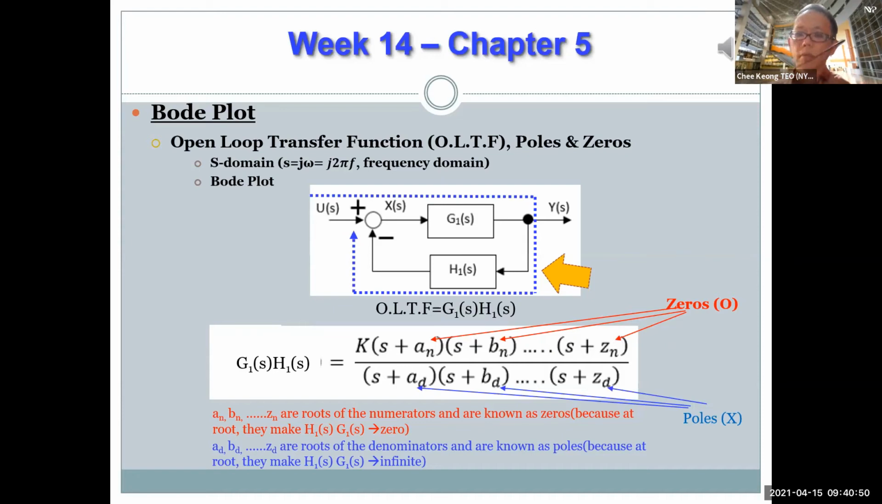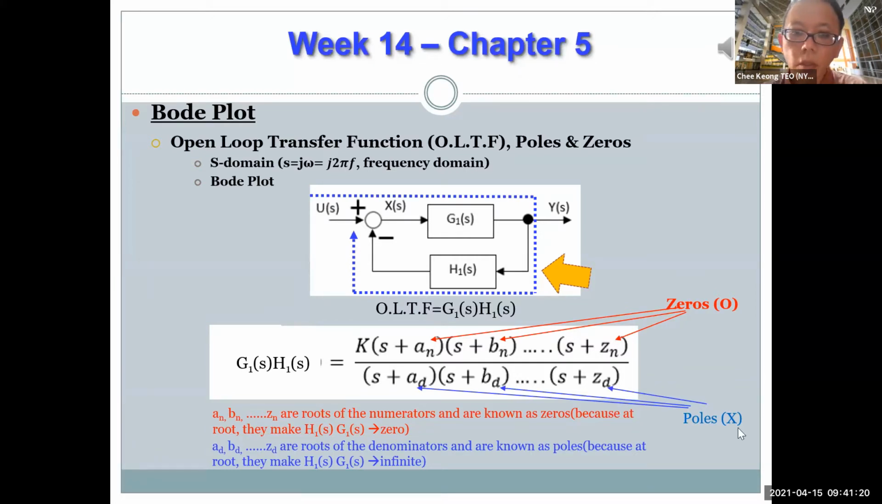Something that is infinity in height will look like a pole. Take for example, as we put S equals minus AD, then the S plus AD term will become 0. When that happens, G1(S)H1(S) will become infinity, because anything divided by 0 will be infinity. Now, this concept sounds a little bit complicated. Maybe I will start to illustrate it using the blackboard, or rather the whiteboard.